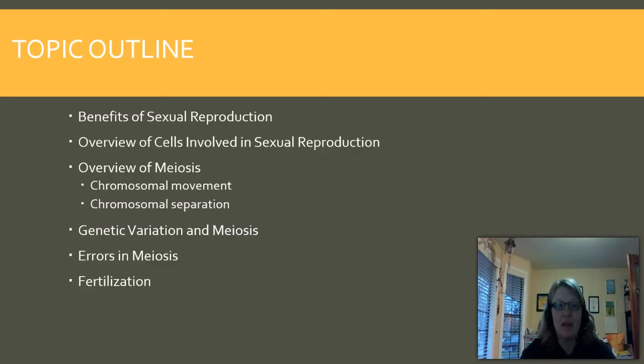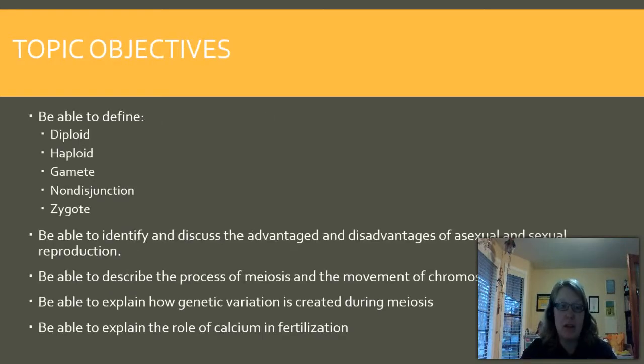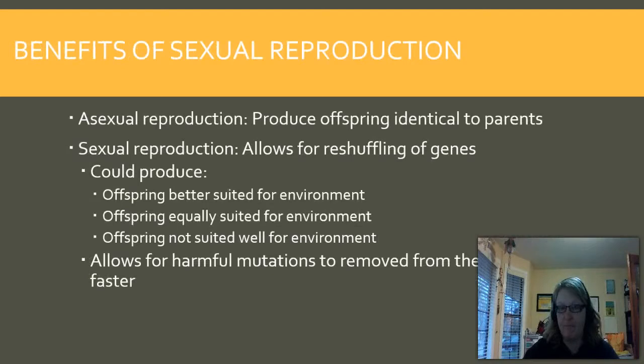So here's our topic outline. I expect a lot of this chapter to be pretty much review for you, so I'm going to go through it pretty quickly. But if you have any questions, please let me know about any of the items we're going to talk about. Here's our topic objectives. As always, these are what I expect you to have mastered before our next exam. And as always, if you have any questions or want to go through these in class, please let me know. Alright, so let's get started.